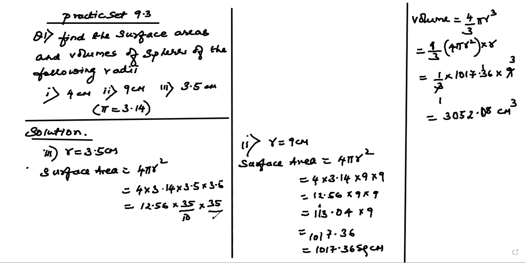So what will happen, children? Why did I do like this? Because it helps me to do the calculation orally. 5 7s are 35. 5 2s are 10. 5 7s are 35. 5 2s are 10. So what happens is 12.56 multiplied by 7 into 7, the whole divided by 4.